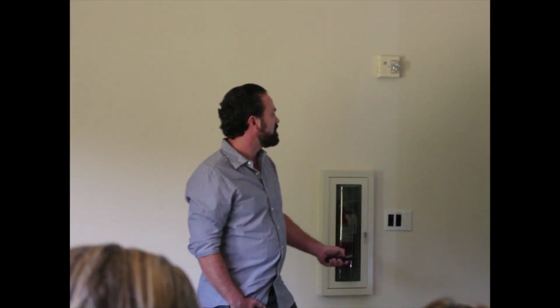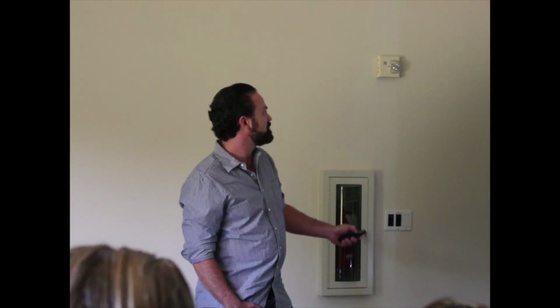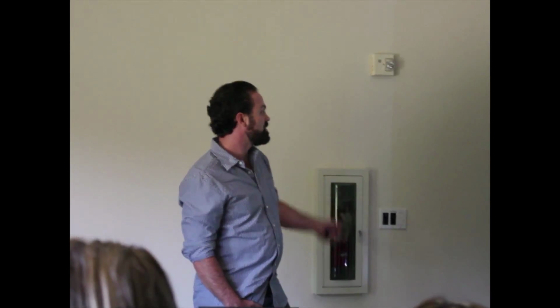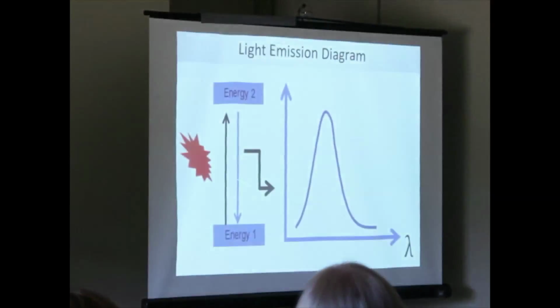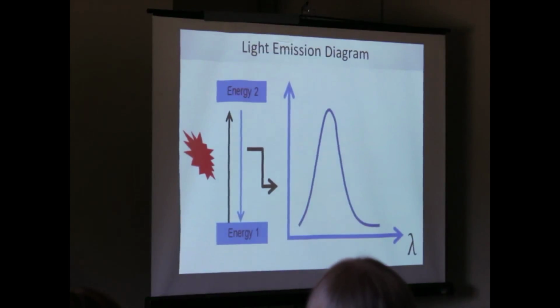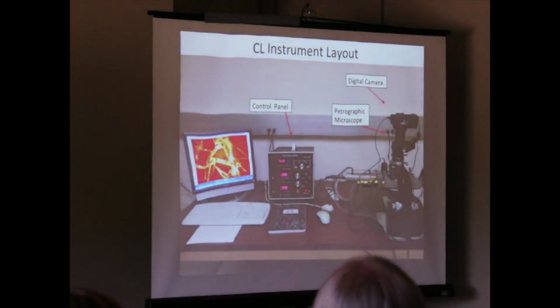So the way it works is a beam of electrons pushes electrons to a higher energy level, and when it goes back down to its ground state, it emits some light, and I get a graph of the wavelength of this spectroscopy that I want. Here's my CL instrument.